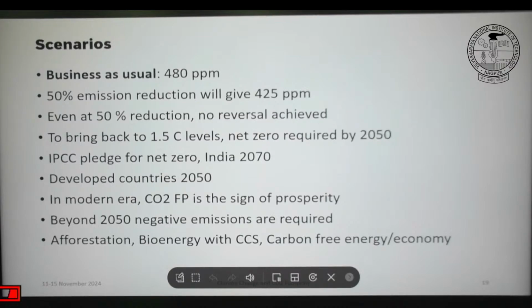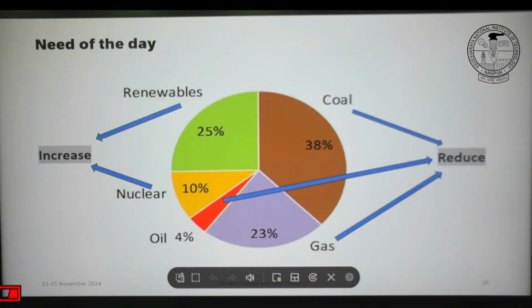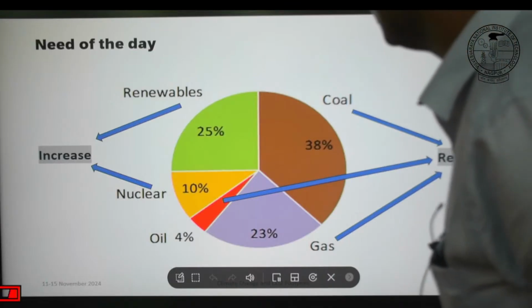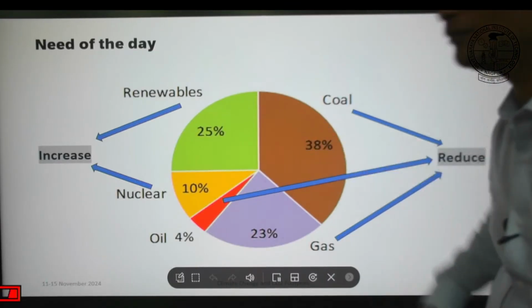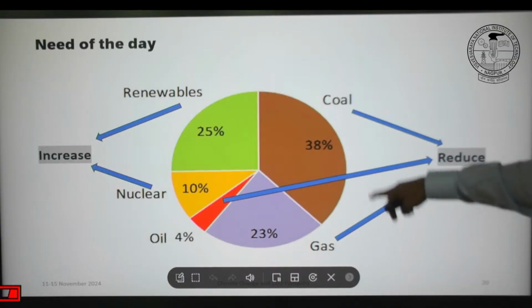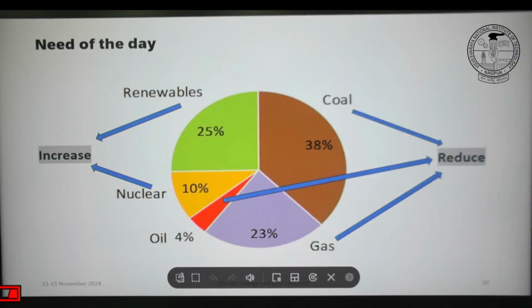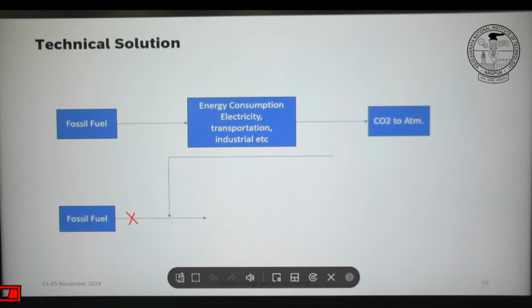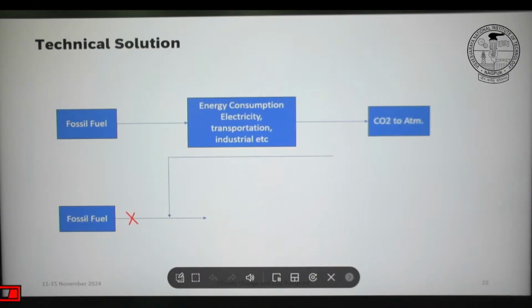So coming back, business as usual will go up to 480 ppm. We need to reduce it, and beyond 2050, we also have to go to, let's say, negative emissions. So what's the need of the day? We already know we have to increase the share of these sources, and we have to reduce all these dirty fuels which are emitting a lot of CO2. So now, enough of politics and graphs. Let's work, as engineers, on some technical solutions.